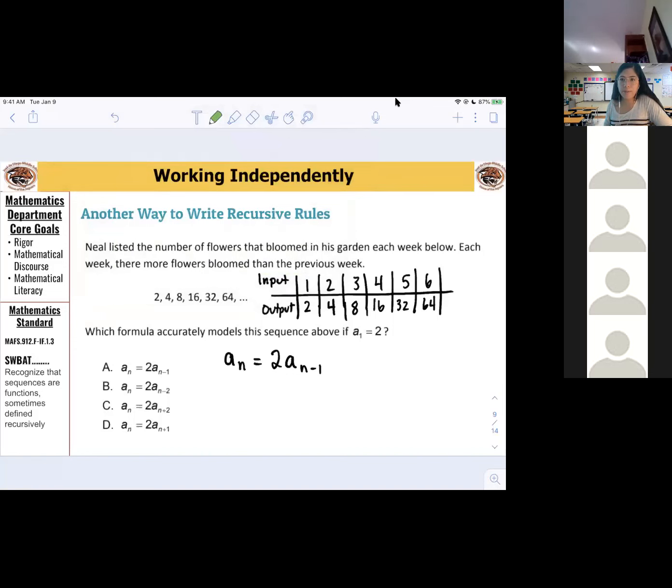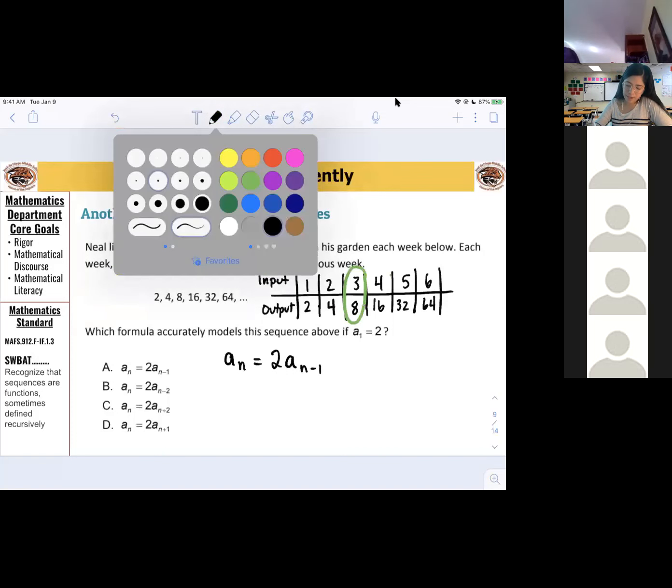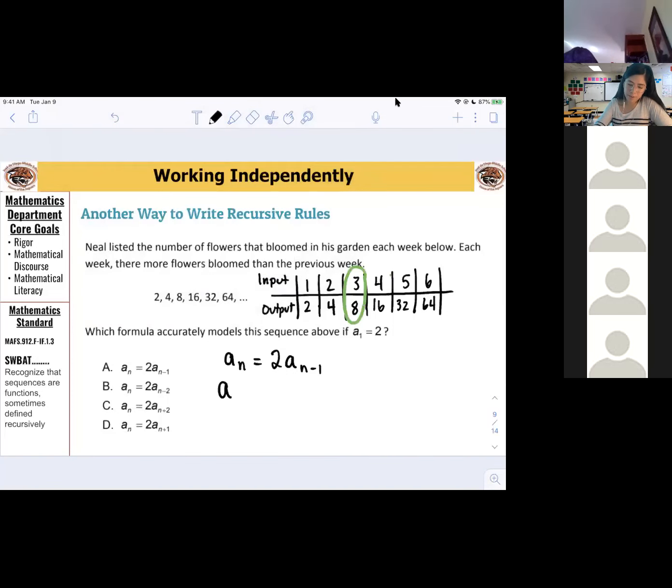Let me have a volunteer tell me any random pair of numbers from this table. Which one should I plug in? I heard 4, I heard 2, I heard 3. Well, 3's in the middle, so I'll choose 3. If my input is 3, what should my output be? 8. I should get an 8. Let's see if that happens. I'm going to plug in a 3. Anytime I see an n, it's going to be a 3, right?